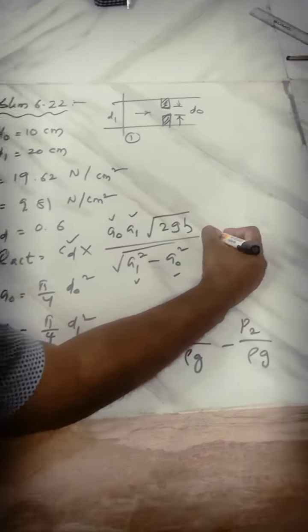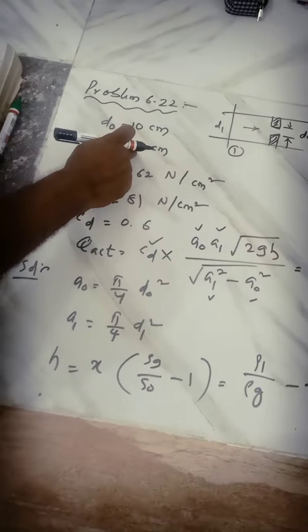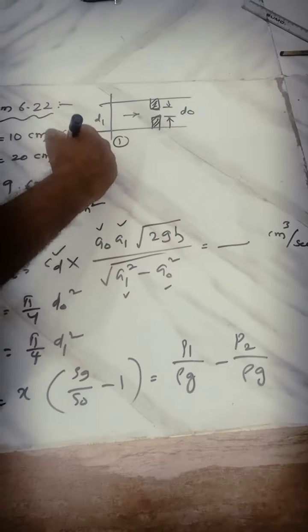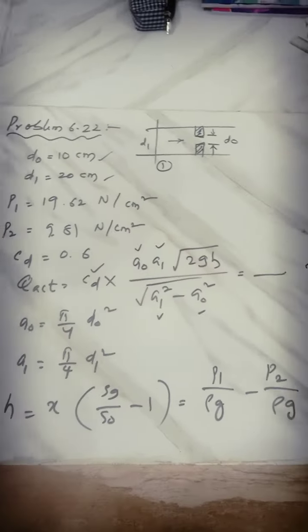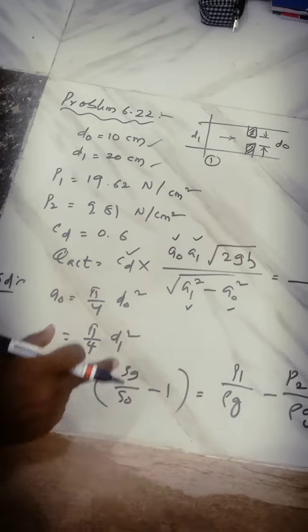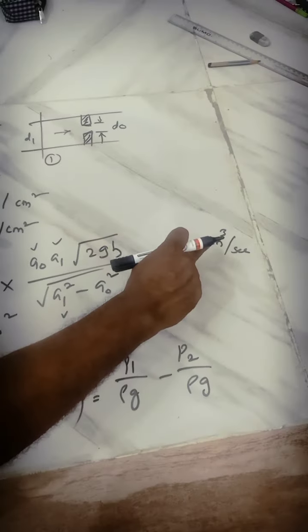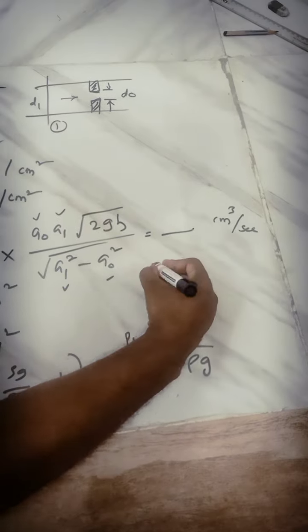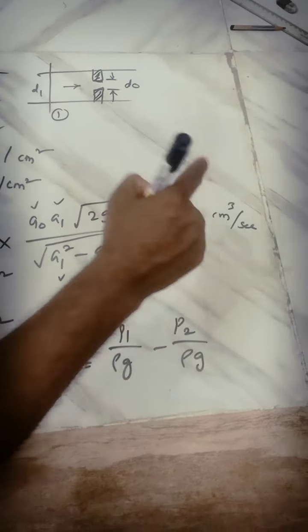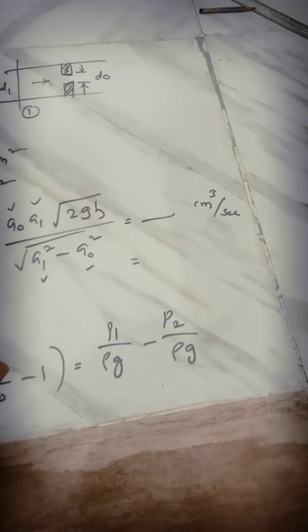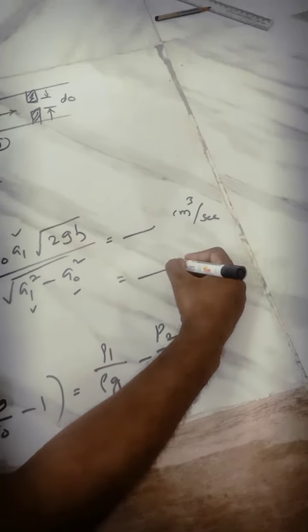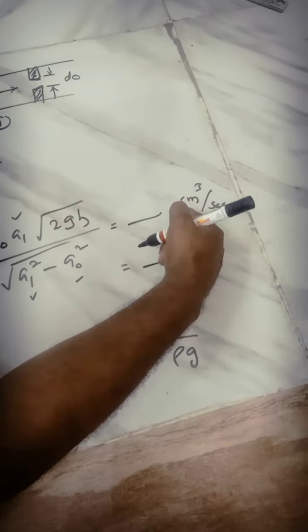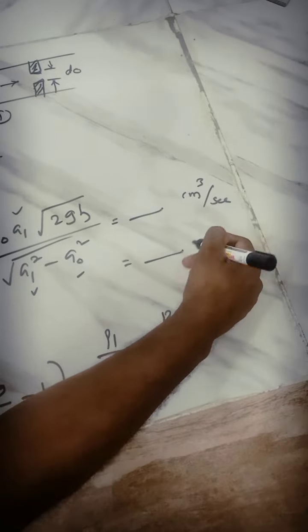Q actual we will get in centimeter cube per second because D1, D0 are given in centimeters, pressures are in centimeters. So every parameter is in centimeters. We'll find the discharge in centimeter cube per second. But as you know, our discharge must be in meter cube or liters. So you know that, convert the centimeter cube into liters.